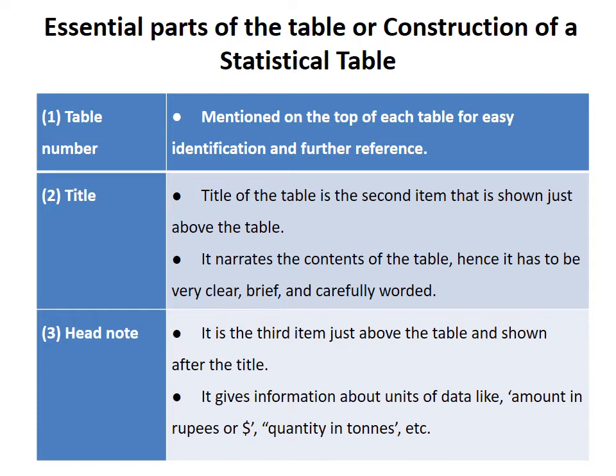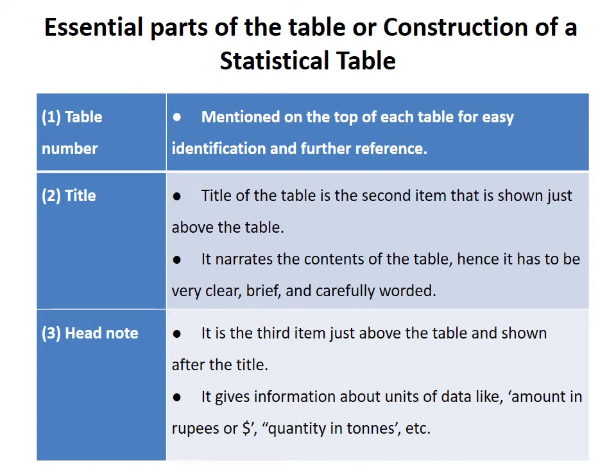Next, while constructing a statistical table, what components are very necessary while preparing the table? The first one is the table number. The table number is mentioned on the top of each table for easy identification and further reference. Once we prepare the table, for easy identification of that table, we need to give the proper table number. For example, if we use the table in the 4th chapter, we should start with 4.1. Likewise, if we use the table in the 3rd chapter, we should start with 3.1.